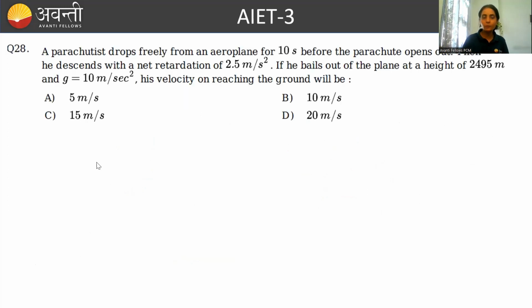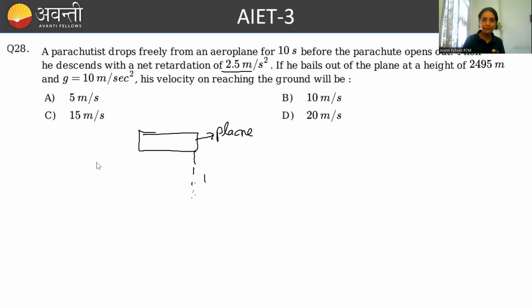Now, let's look at another question. There is a parachutist and he drops freely from an aeroplane for 10 seconds before the parachute opens out, right? So suppose there is a plane here. This is the plane. And from here, a parachutist drops down, but the parachute doesn't open until 10 seconds. So for 10 seconds, he or she is in free fall. Then after that, it will open up. Then he descends with net retardation of 2.5 meter per second square.